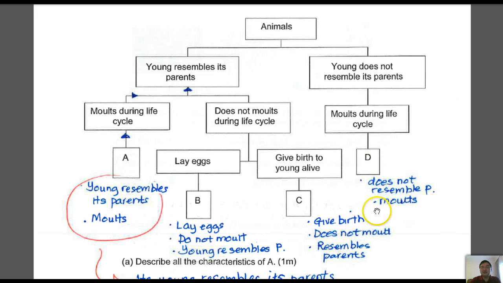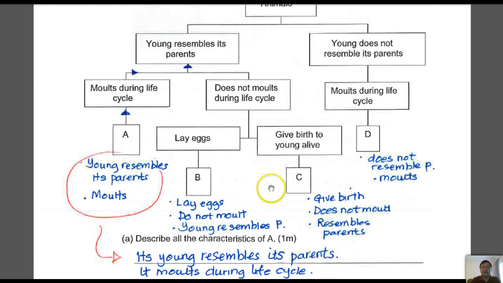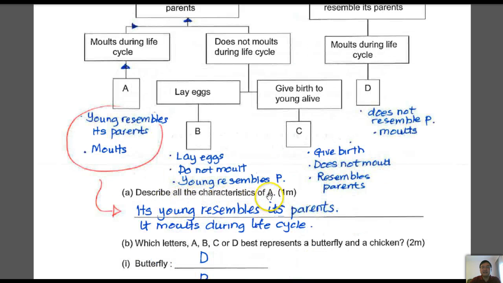Only when you've written this down, you'll be very clear. You will not answer your questions wrongly. Why? Because it can be quite confusing to see your eyes flowing from here to there, and you may not be able to write the answer down correctly from your mind. So, describe the characteristics of A. Straight away, I can describe A by using what I have written down. A, the young resemble their parents, and they molt during their life cycle.